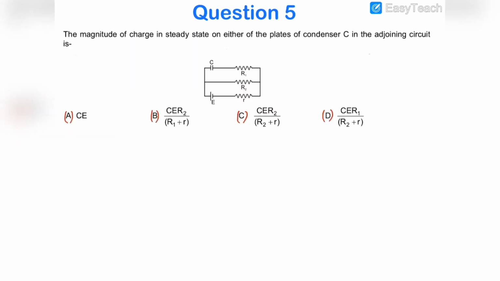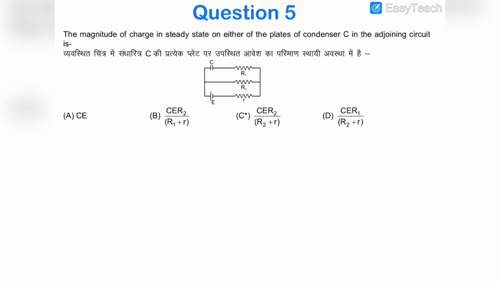In this question you can see that the magnitude of charge in steady state on either of the plates of the capacitor will be. Now we know that obviously in the steady state condition the current would be flowing through this branch only, and there would be no current flowing through the capacitor branch. Therefore these resistances R2 and R will be in series, and hence we can find out the value of current. The value of current would be E upon total resistance, which is R2 plus R. And obviously this resistance would not have any significance in the circuit as there is no current flowing through it.